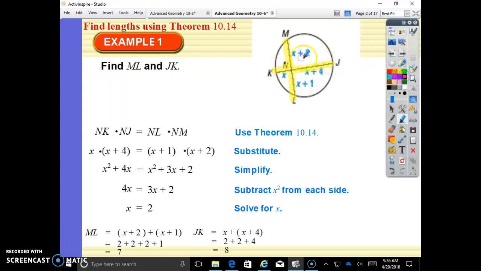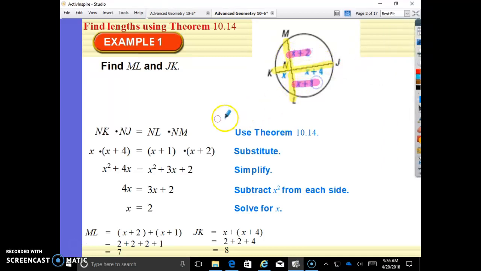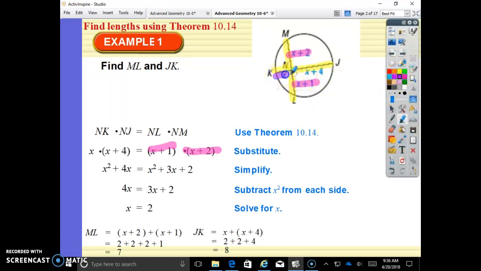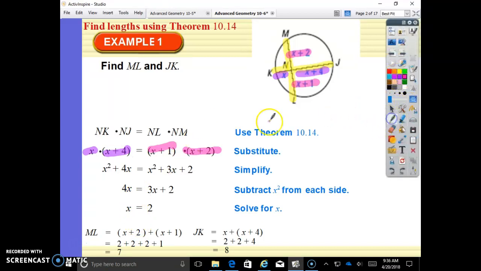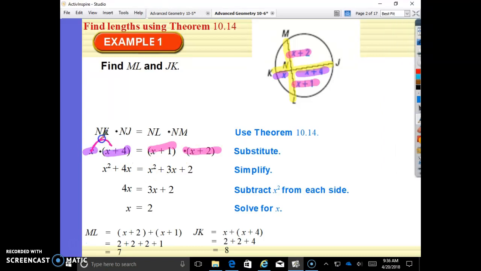Okay, so once again, this is saying x plus 1 times x plus 2 equals x times x plus 4. And then don't forget that you do have to distribute. So x times x is x squared, x times 4 is 4x. x times x is x squared, x times 2 is 2x, 1 times x is x, 1 times 2 is 2. Combine like terms. When you combine that x and that 2x, you get 3x.